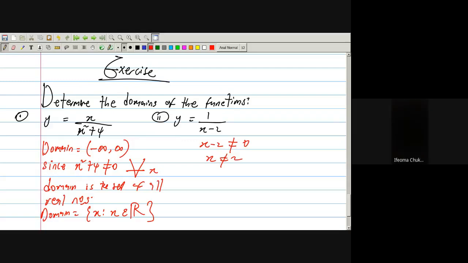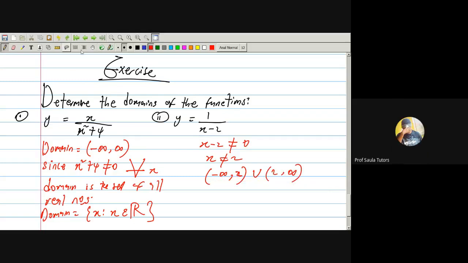So I will write an open circle bracket, not the square bracket. Then I'll write minus infinity, comma 2, then union 2, comma plus infinity. Nice one, correct.